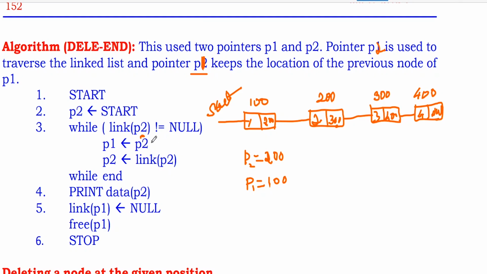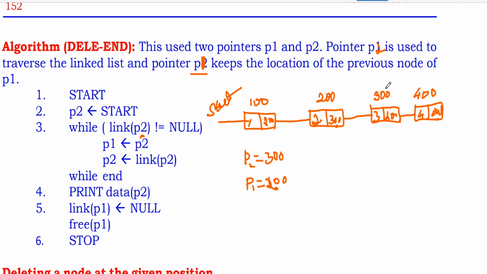Yes, true. So therefore P1 is equal to P2. P2 is 200, so 200 is copied here. Then P2 will be link of P2. P2 is now 200, and link of P2 is 300. So this value changes and becomes 300, correct? Let me write neatly so that it is clearer. So now link 300 means we moved here.